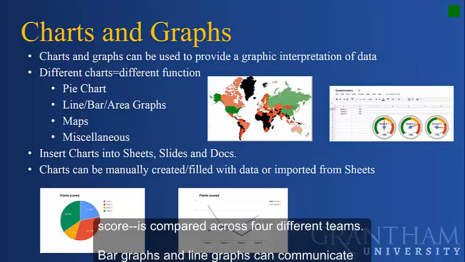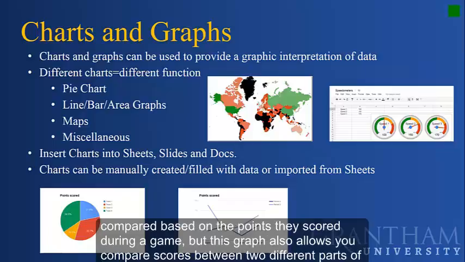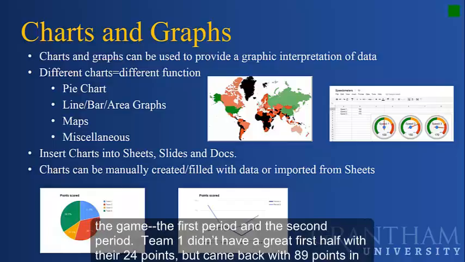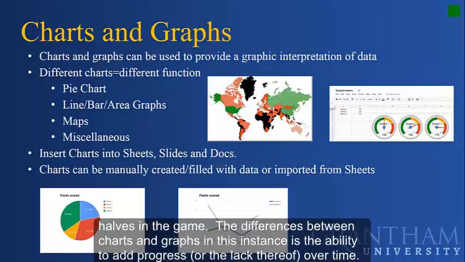Bar graphs and line graphs can communicate something a little bit more complex: how data increases or decreases over time. In the line graph below, those same 4 teams are being compared based on the points they scored during a game. But this graph also allows you to compare scores between 2 different parts of the game, the first period and the second period. Team 1 didn't have a great first half with their 24 points, but they came back strong with 89 points in the second half and absolutely drowned the other 4 teams. Team 4 did something similar, and teams 2 and 3 had 2 low-scoring halves in the game.